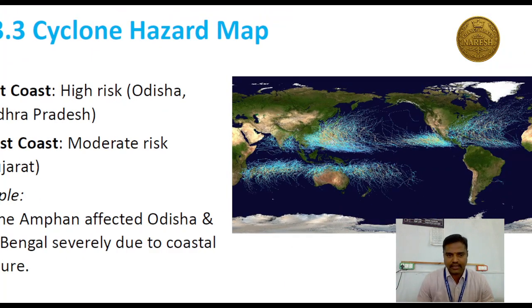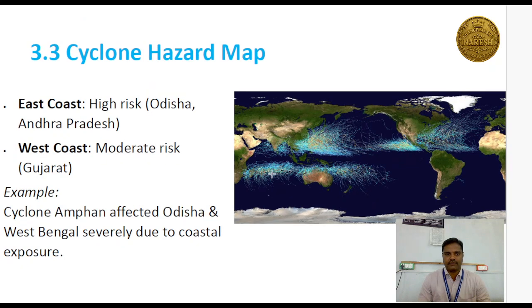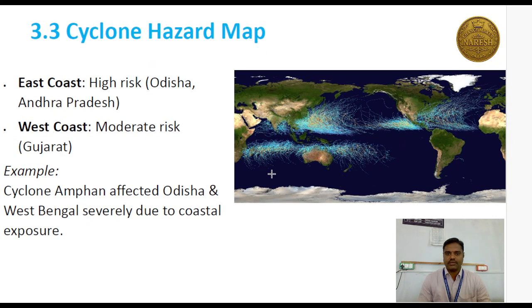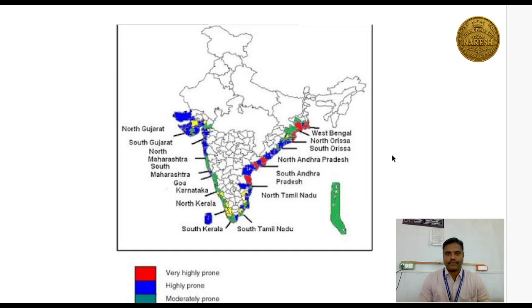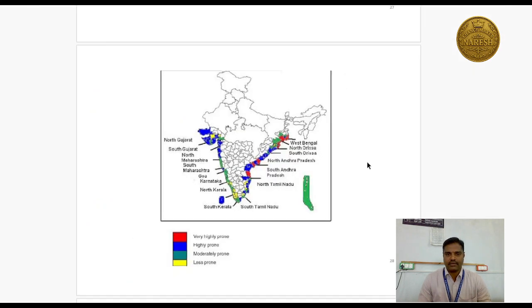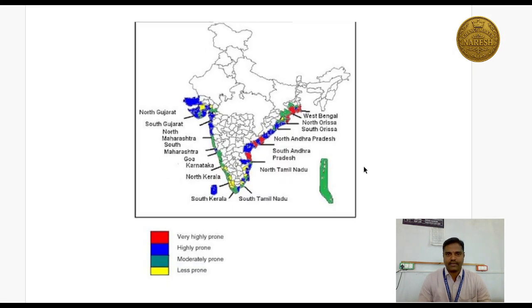Cyclone Amphan affected Orissa and West Bengal severely due to coastal exposure. So there is very huge exposure for the coastal area, mostly Orissa and West Bengal. That affects the people and living beings. And when you talk about India, the coastal region starts from this border, Gujarat as the starting point, up to this point, and it goes like this.